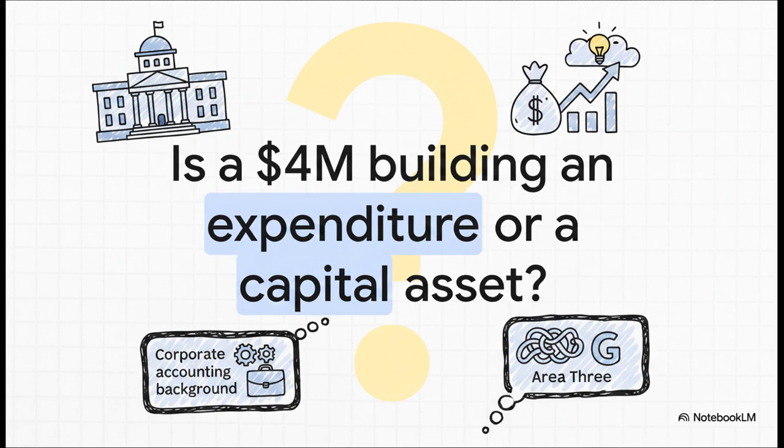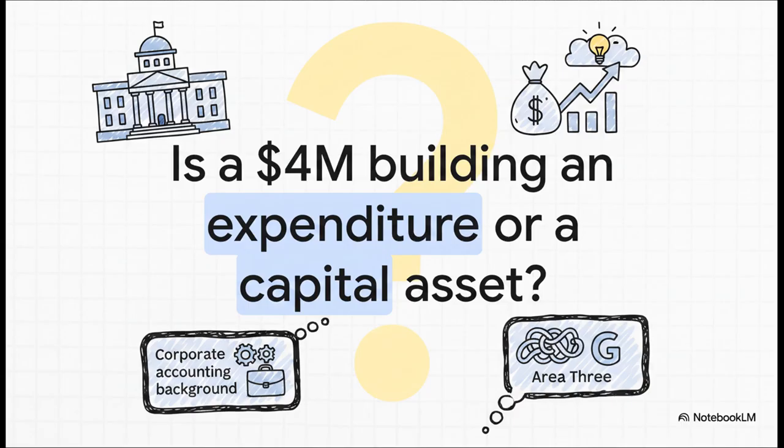Like I mentioned earlier, the exam rarely tests your ability to do complex math in Area 3. It's testing whether you know which set of rules to apply. Let's look at a quick mini example. A city buys a $4 million building. The math here is essentially non-existent, right? But the exam asks, is this a $4 million expenditure or is it a capitalized asset?